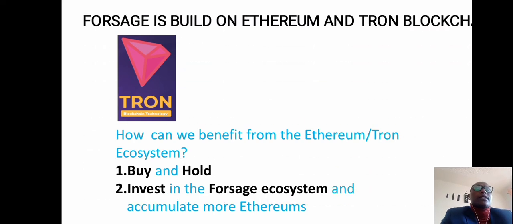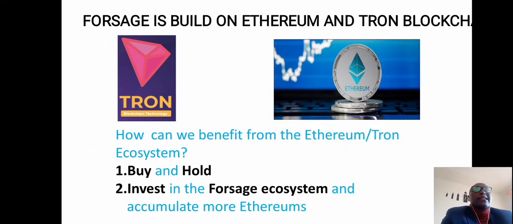So the First Surge ecosystem is built on two networks. Sorry, so we have the Tron network and the Ethereum network. Tron is also a cryptocurrency that has adopted the First Surge marketing plan for its currency, and you also have the Ethereum one. So how can you benefit? You also look at in any platform what is in it for us. How can you benefit from both the Tron and the Ethereum ecosystem?